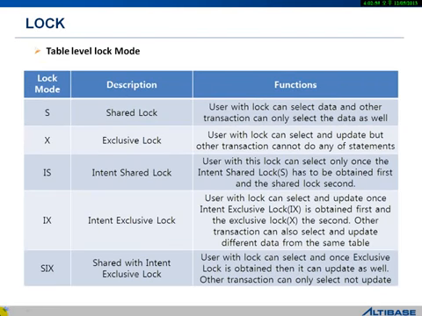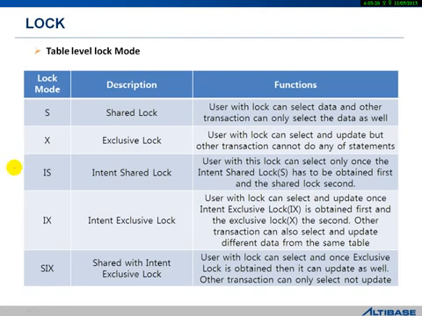The table level lock is the lock that is given to a table only. The types of table level lock in Altibase are shown in the diagram. The shared lock means a user with the lock can select data, and other transactions can only select the data as well. And the exclusive lock means the user with the lock can select and update, but other transactions cannot execute any statements.